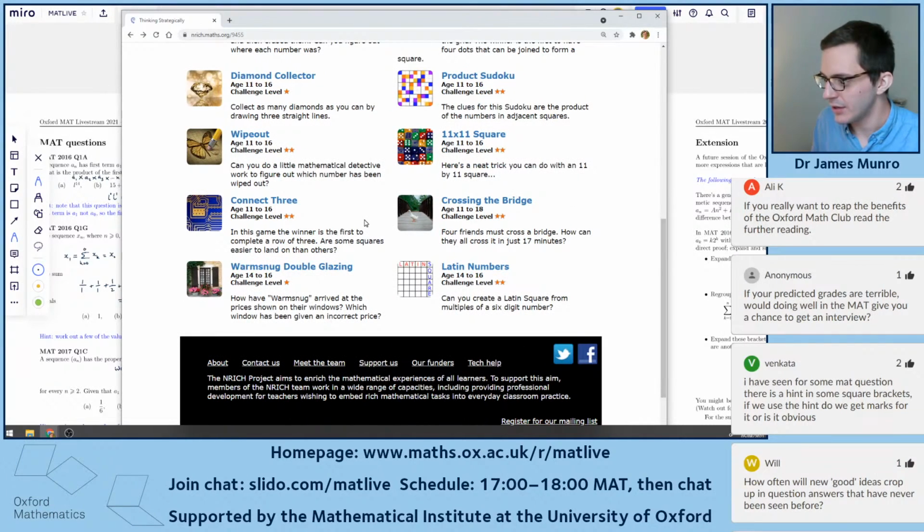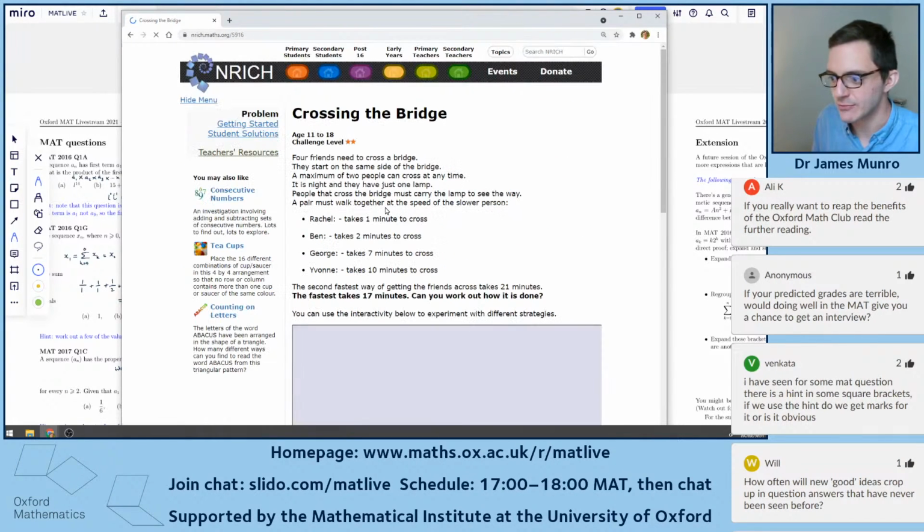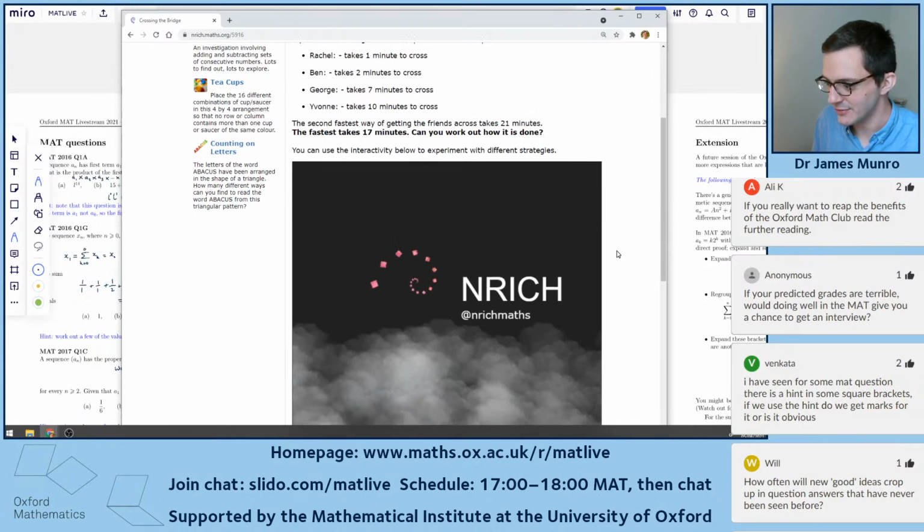Product Sudoku. Crossing the Bridge. Oh, I love this puzzle. This puzzle's really good. And it's got an interactive. Oh, that's loading. Okay.